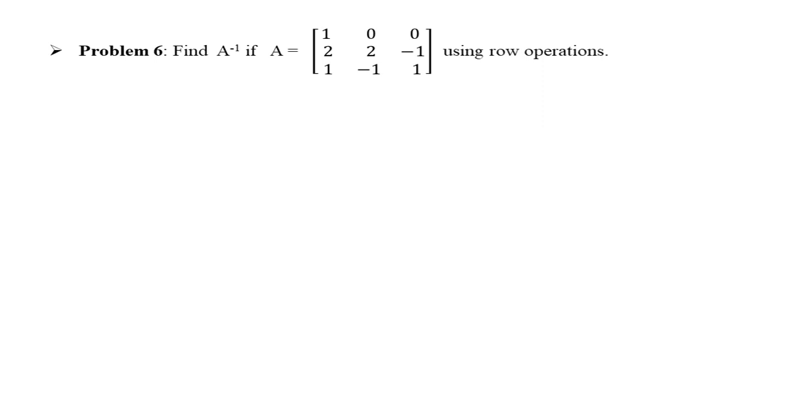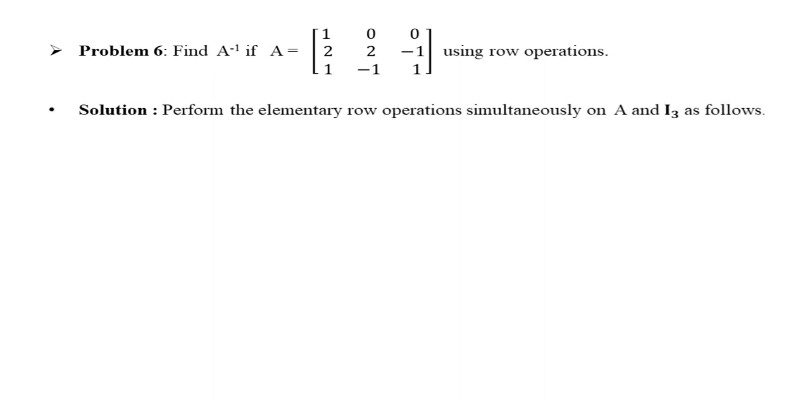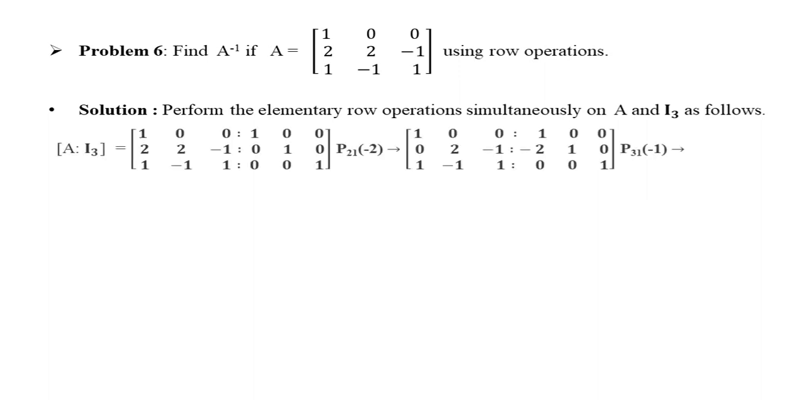Students, here we have a problem to find the inverse of the matrix A equal to [1, 0, 0; 2, -1, 1; -1, 1... ] using row operations. Solution. Perform the elementary row operation simultaneously on the matrix A and I3, the identity matrix of order 3, as follows. See here, I have written A | I3, that is A on the left hand side and I3 on the right hand side.